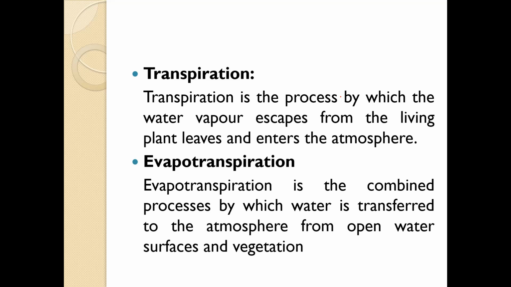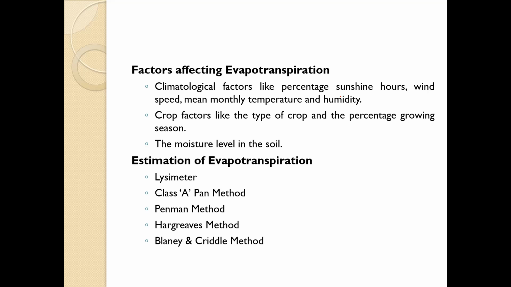Then the transpiration. It is the process by which water vapor escapes from living plant leaves and enters into the atmosphere. Evapotranspiration is the combined process by which water is transferred to the atmosphere from open water and the vegetation. Again, what are the factors affecting evapotranspiration? The climatological factors like percentage sunshine hours, wind speed, mean monthly temperature, and humidity. The crop factors like type of crops, the percentage of growing season and the moisture levels of soil. These are the factors affecting evapotranspiration. Then the estimation of evapotranspiration is by lysimeter, Class A pan method, Penman's method, Hargreaves method, and Blaney-Criddle method.